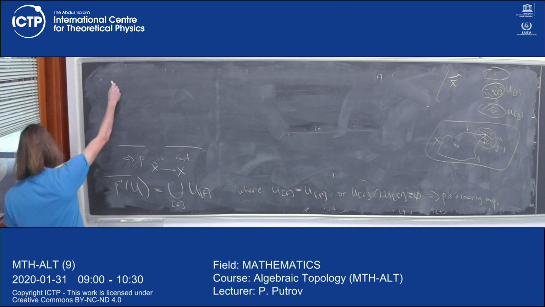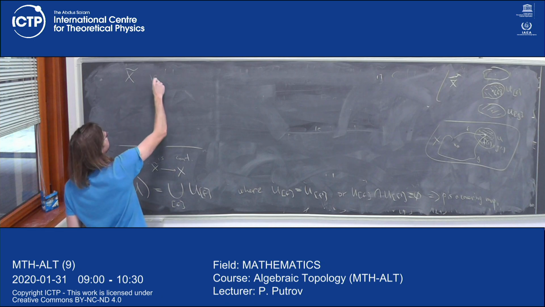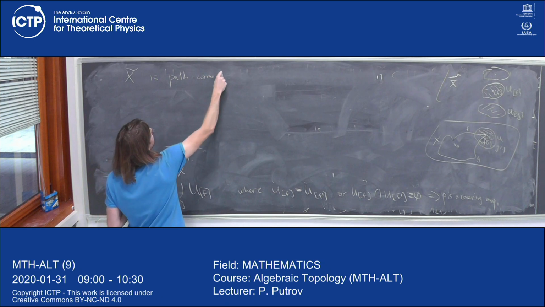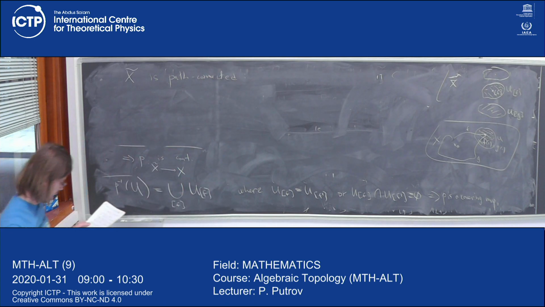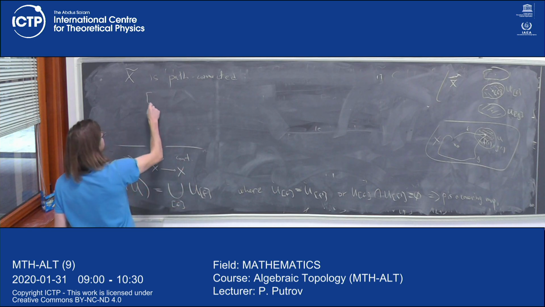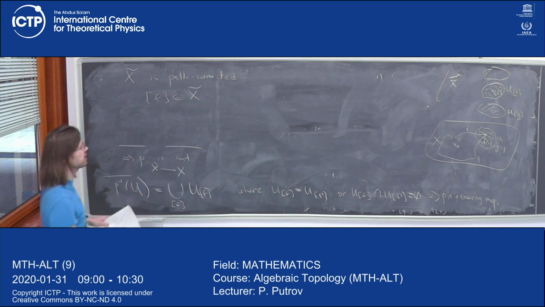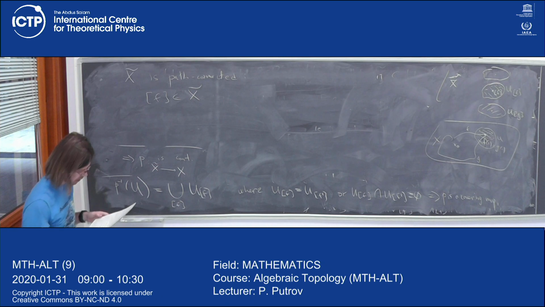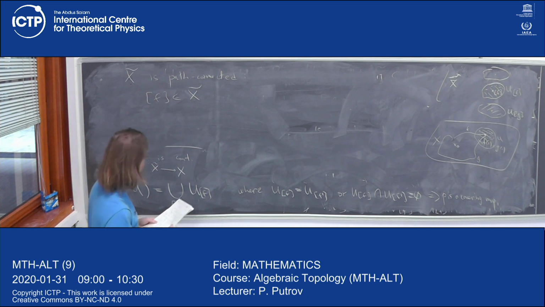First, we want to show that X tilde is path connected. And so we need to show that there exists a path. If I take any point in X tilde, there exists a path between a certain base point, some other fixed point in X tilde.